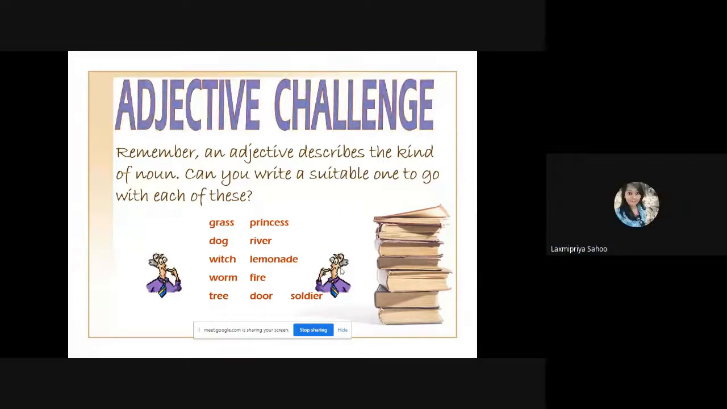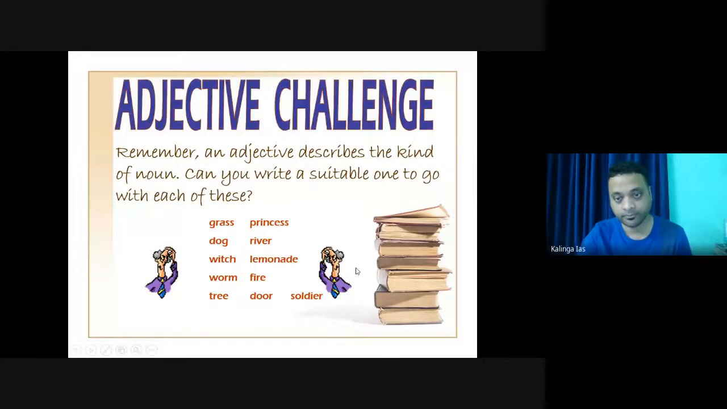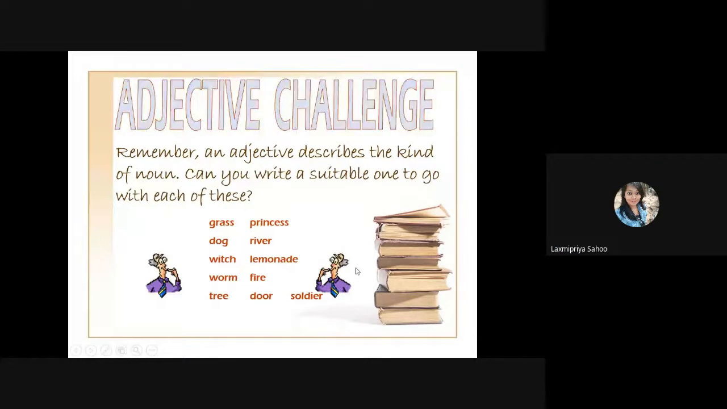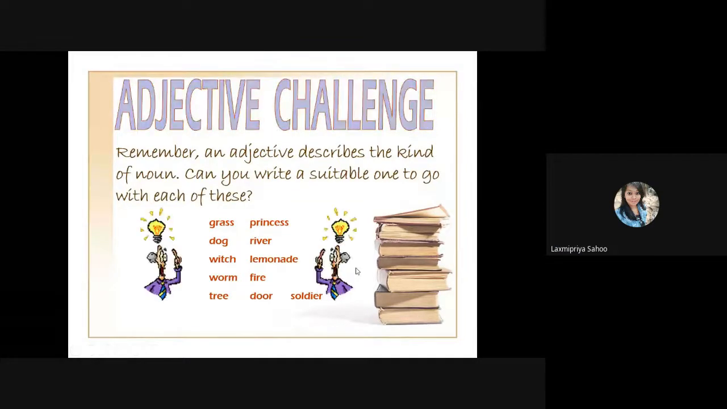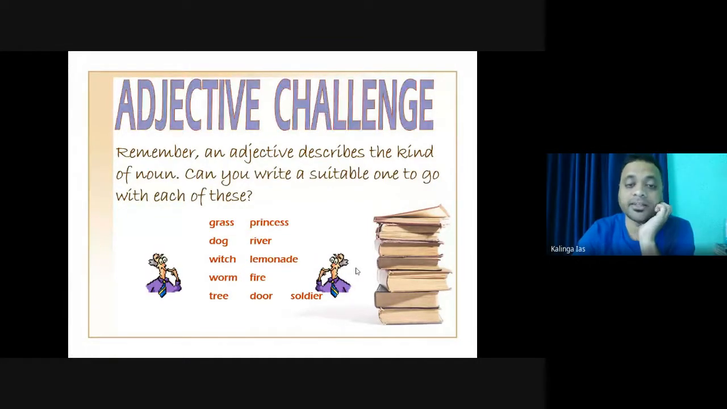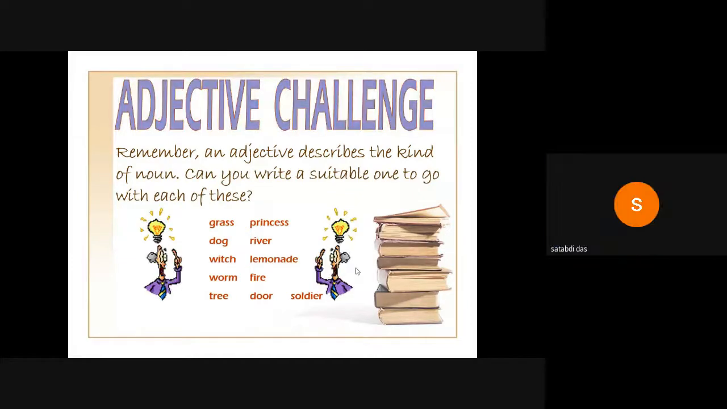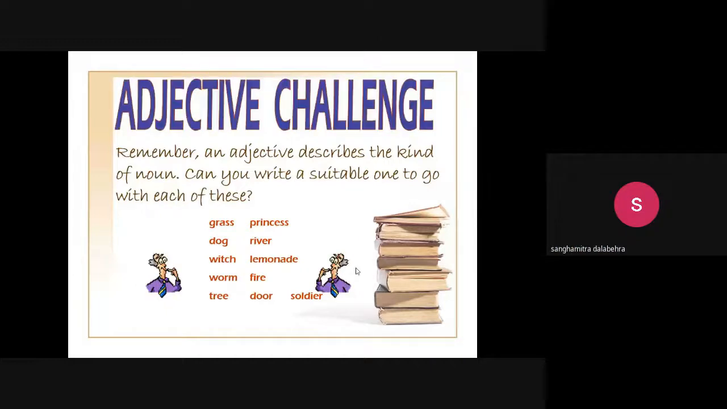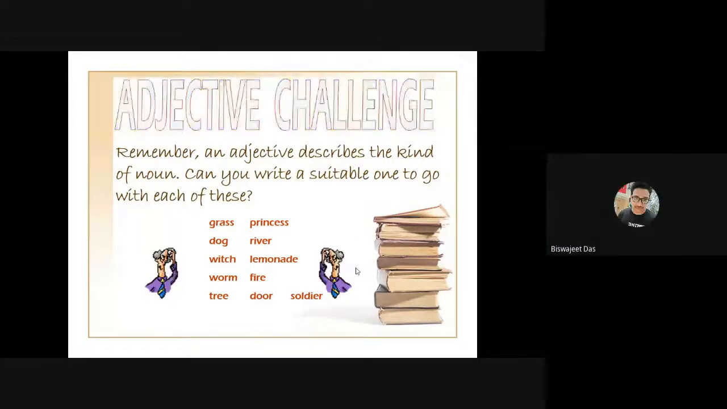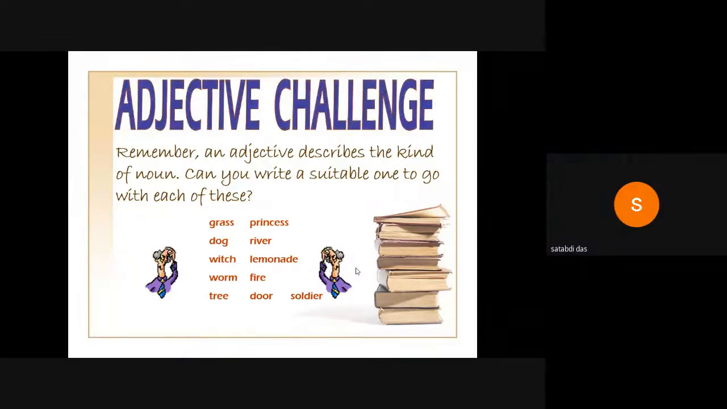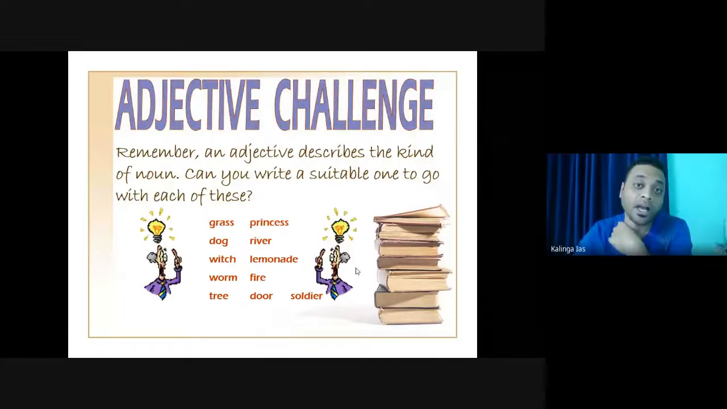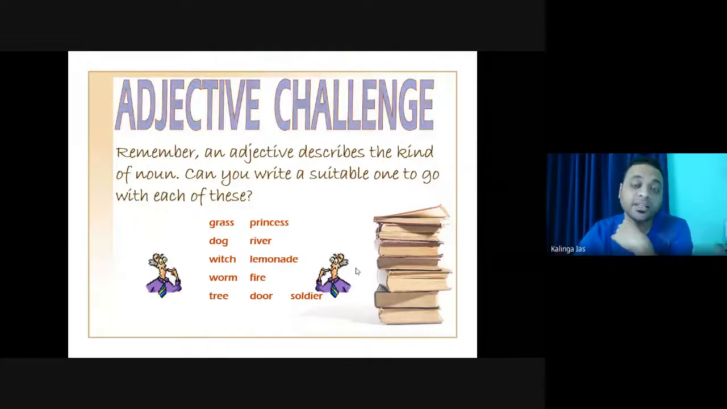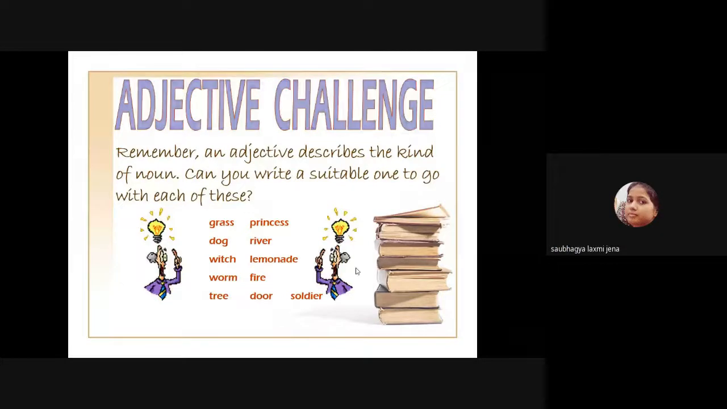The brave soldier. Okay, soldier, you have already started. We are talking about grass. Tall grass. Are there only two? Green grass. Wet grass. Tall grass. Good. Dry grass. Trimmed grass.